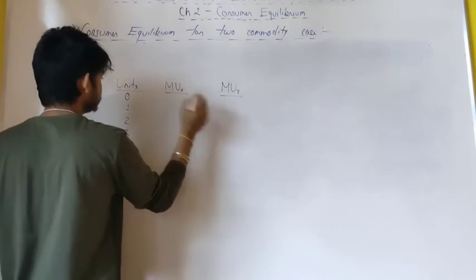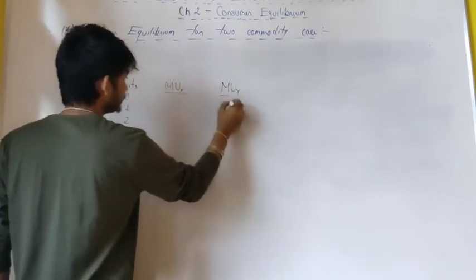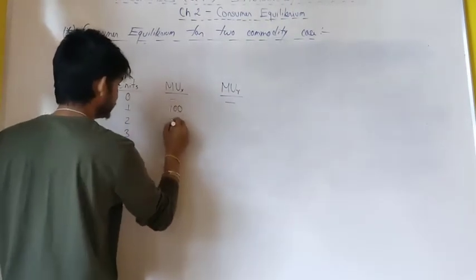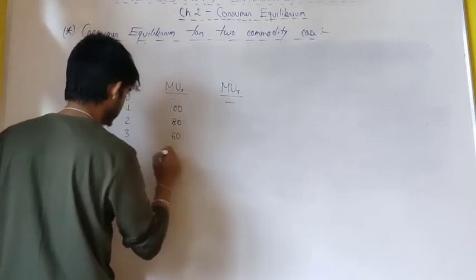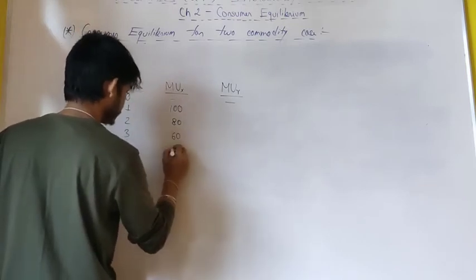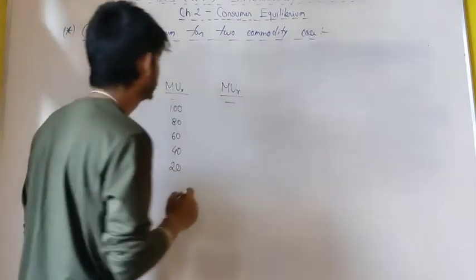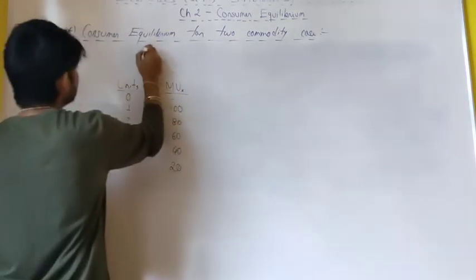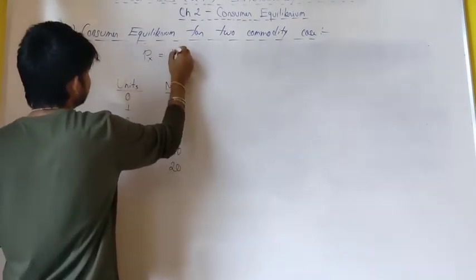So first two will be nil. Next I am taking 100, 80, 60, 40, 20. Now, okay, hold on. I'm assuming that the price of good X is rupees 10.